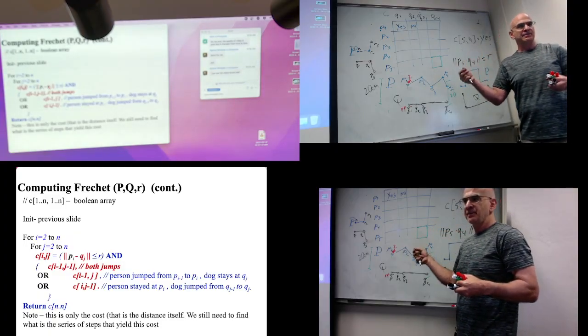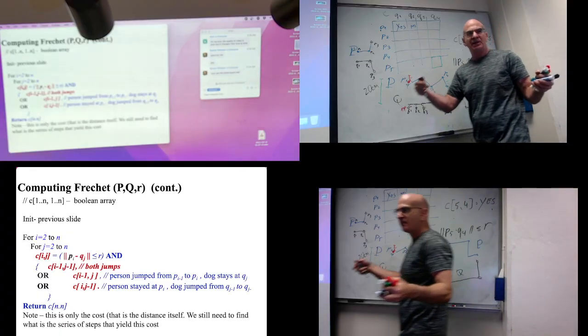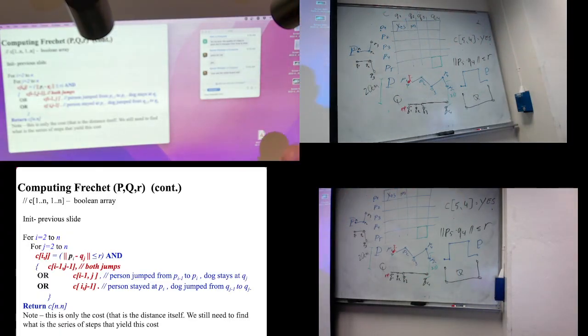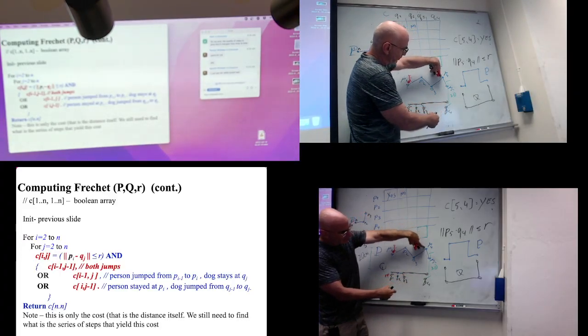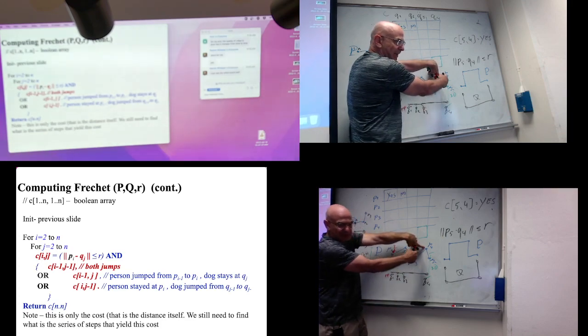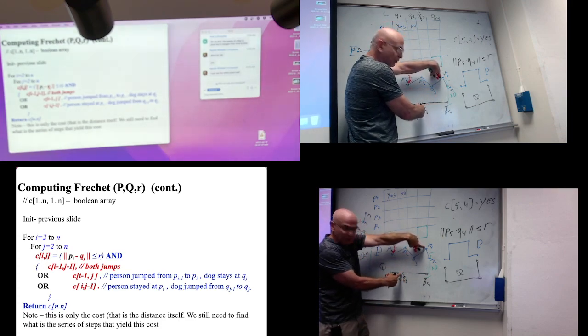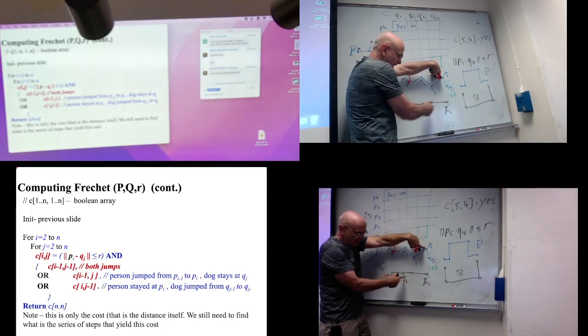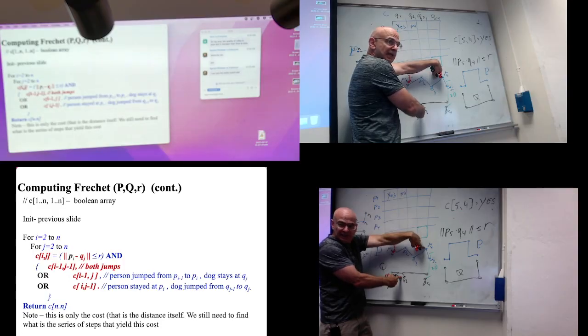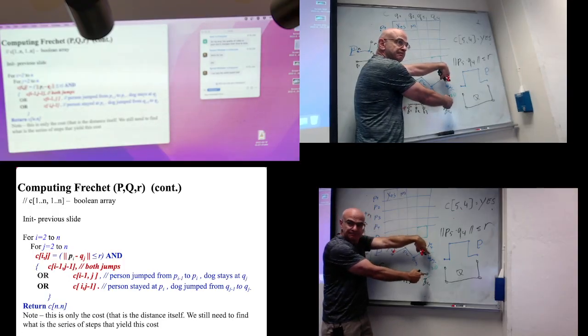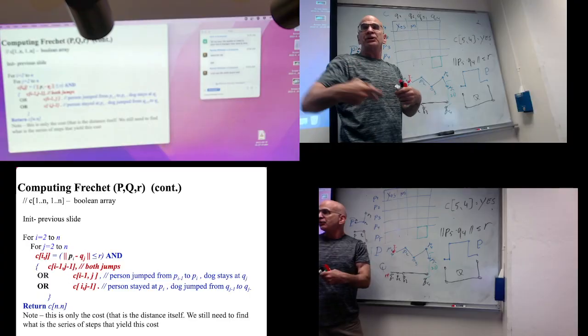At every time step, either the dog jumps, or the man jumps, or both jump. Where were they one step ago? Three options. Possibly one time step ago, the person was at P4 and the dog was at Q3. And how did they do the last step? Both of them jump. That's one option of what happened in the last step.